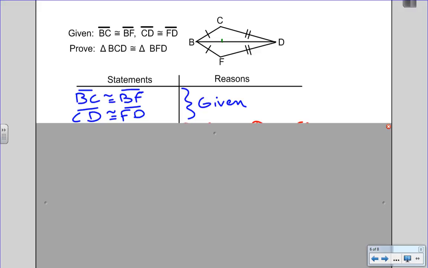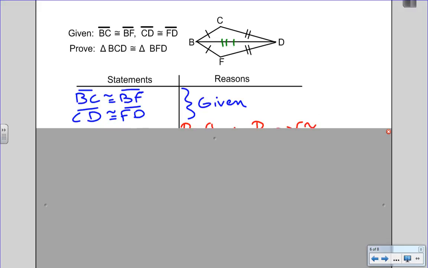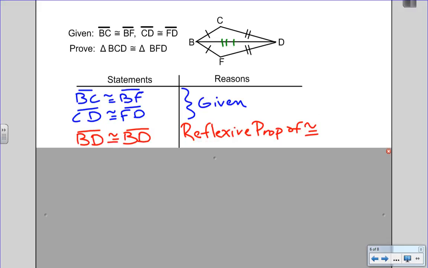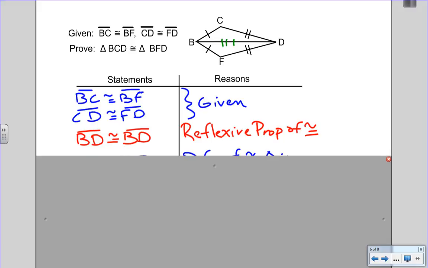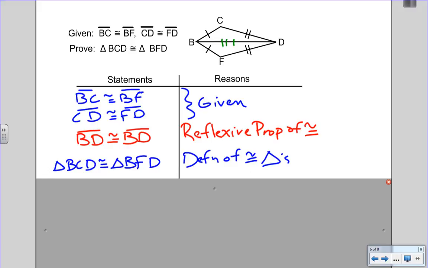Conveniently for us, the third segment is itself because it's shared. So segment BD is congruent to segment BD. Reflexive property of congruence. It's congruent to itself. It's the easiest one in the book. But this is why that reflexive property is useful, because we still need to show that that segment is congruent to itself in order to have that side-side-side congruency be fulfilled.